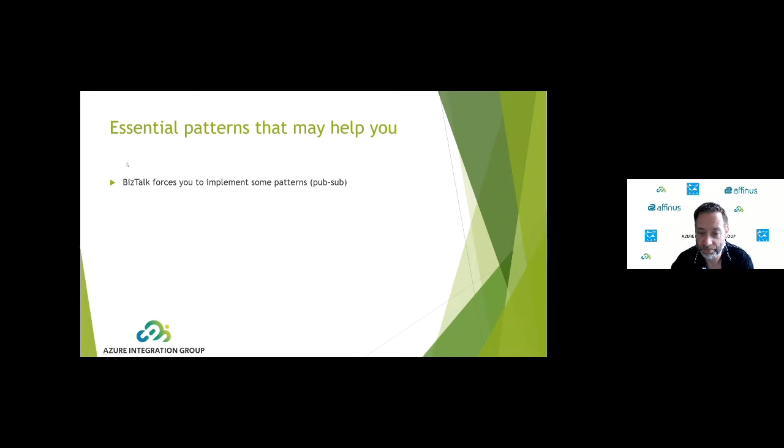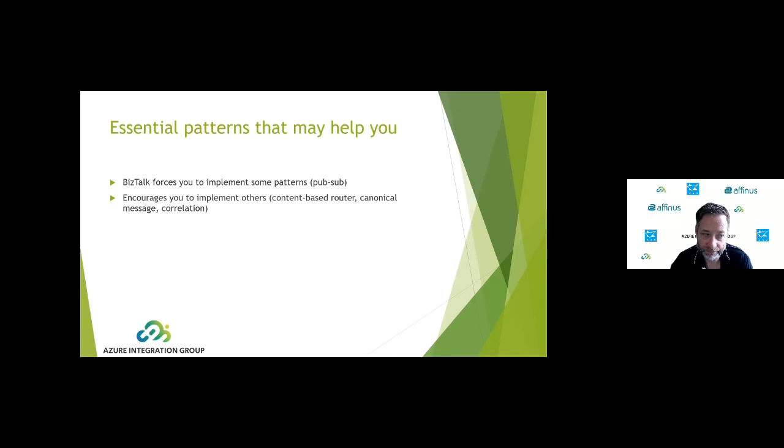BizTalk forces you to implement PubSub, because everything in BizTalk goes to the message box, and the message box is PubSub, whether you like it or not. You can't even do point to point. There's no queuing. You can't have a queue. You have to do PubSub. But BizTalk also encourages you to use other patterns.